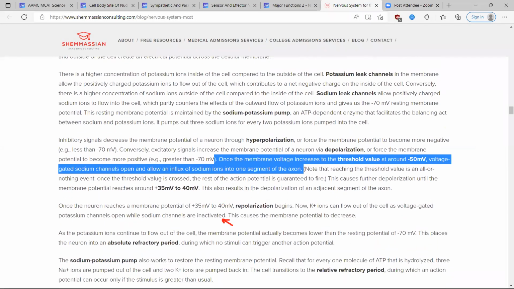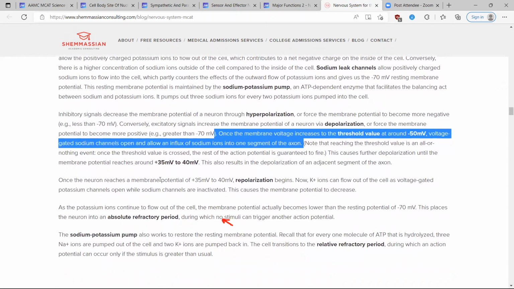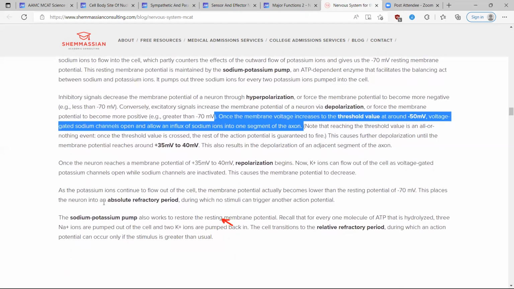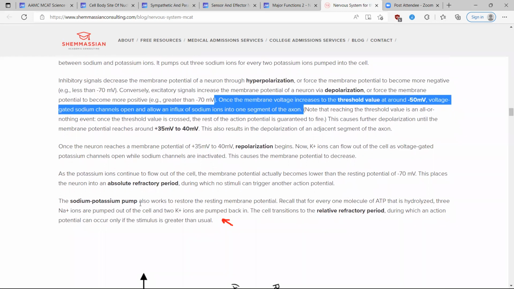This is pretty in-depth. That's called the refractory period. Membrane potential actually becomes lower than the resting potential. This places the neuron into an absolute refractory period, during which no stimuli can trigger another action potential. The sodium-potassium pump also works to restore the resting membrane potential. Recall that for every 1 molecule of ATP that is hydrolyzed, 3 Na ions are pumped out and 2 K ions are pumped back in. The cell transitions to the relative refractory period, during which an action potential can occur only if the stimulus is greater than usual.